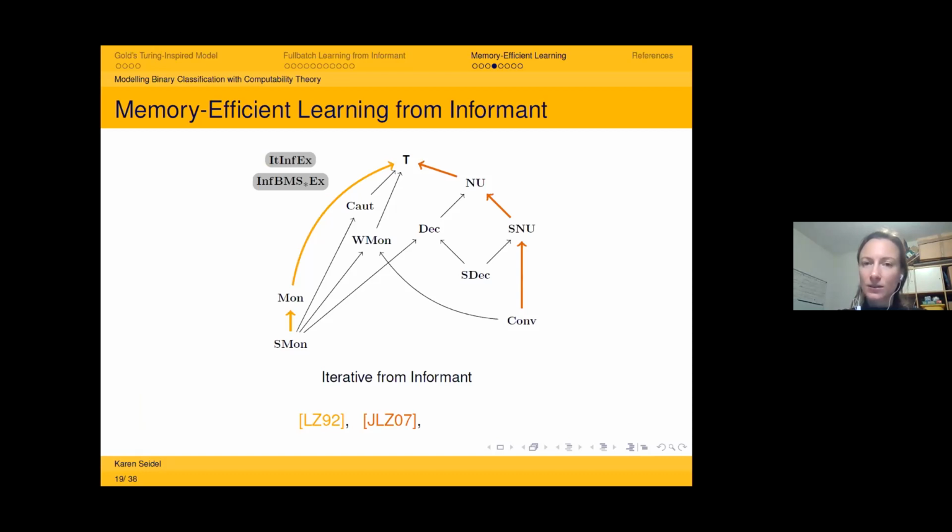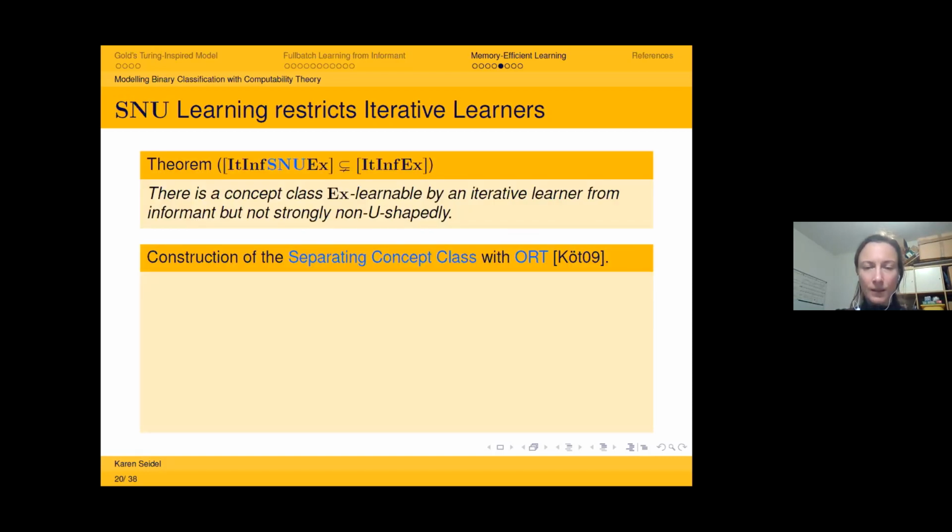So in contrast to the setting we looked at earlier, where all information is available, now in this setting this is restrictive, but it was not clear, and still is not settled, where exactly the separation happens. And what we found out is, on the one hand, which is very easy to see, that cautiousness is restrictive, and on the other hand, that there is a separation already between strong non-U-shapedness and no restriction. And this is again a separation argument with an operator recursion theorem.